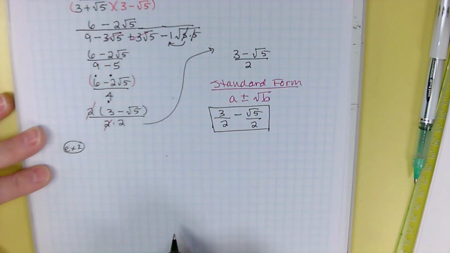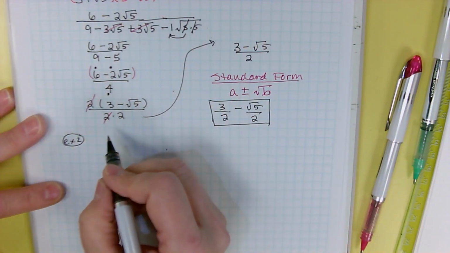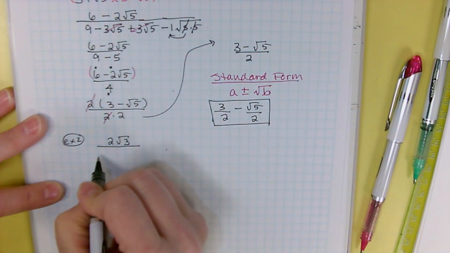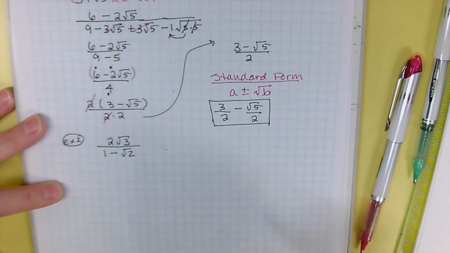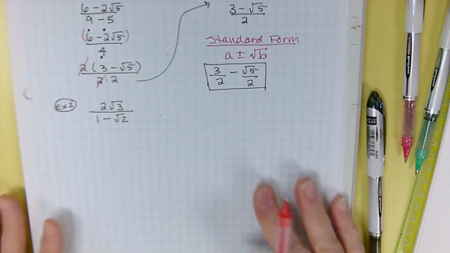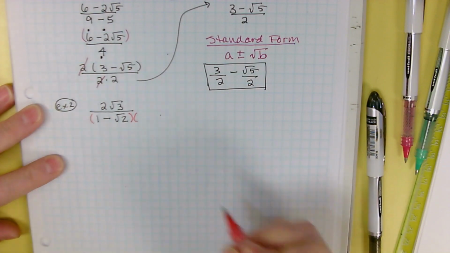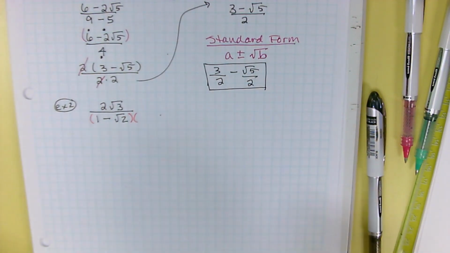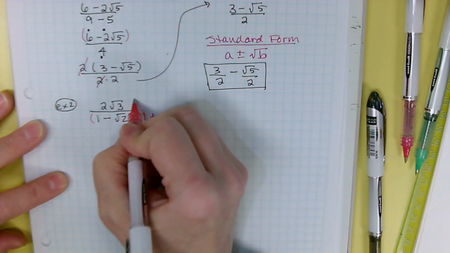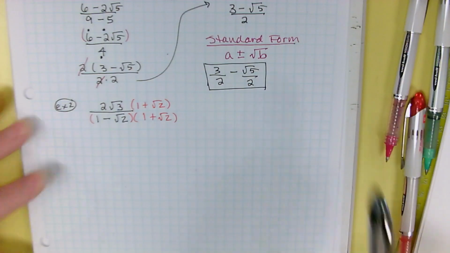All right, we're going to do one more example, and then that's going to be it for today. So example 2 is 2 radical 3 over 1 minus radical 2. To divide or rationalize, I need to get the radical 2 out of the bottom. Because it's a binomial, I need its conjugate, which is 1 plus radical 2. And that means I have to multiply the top by the same thing, 1 plus radical 2.